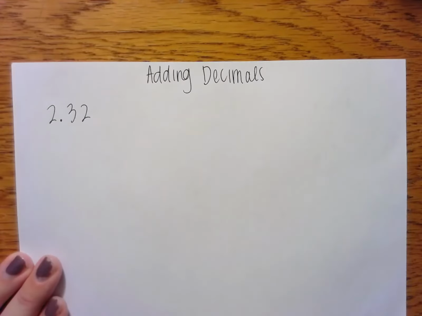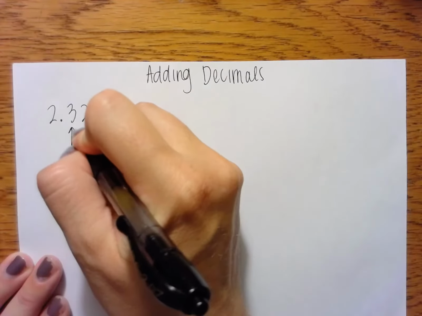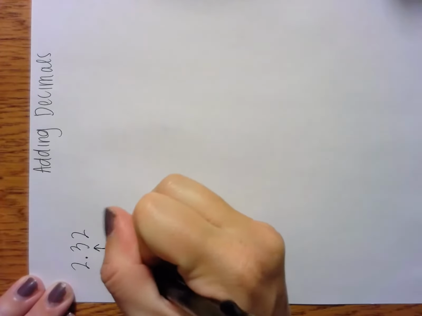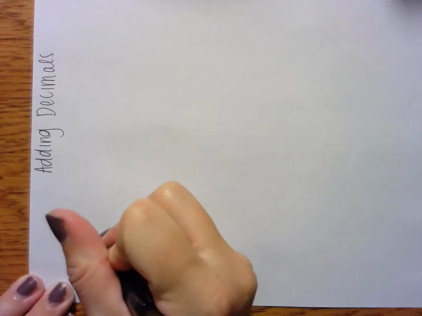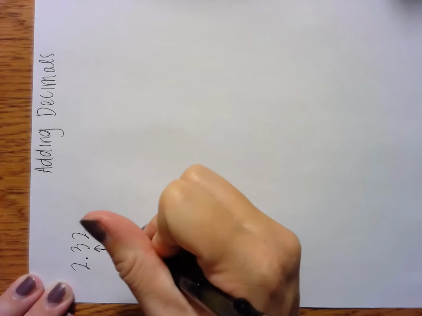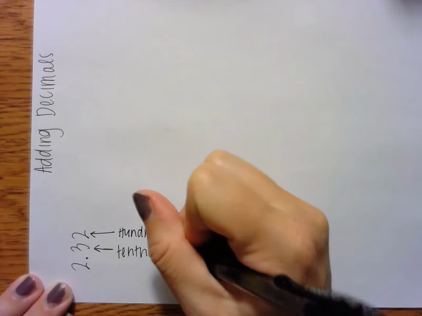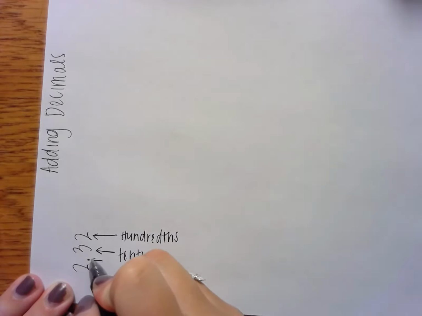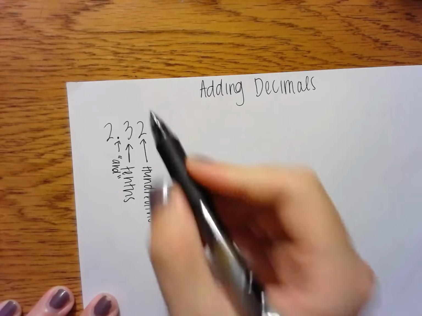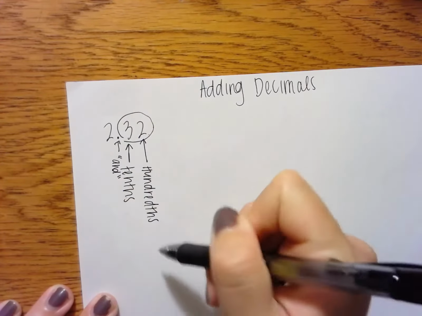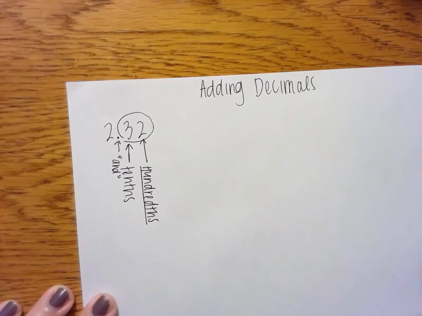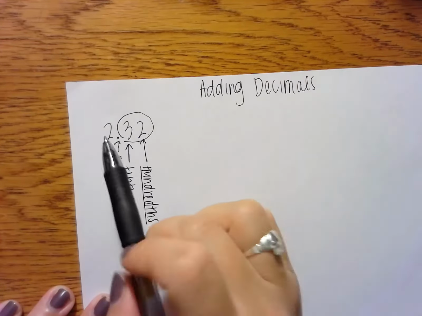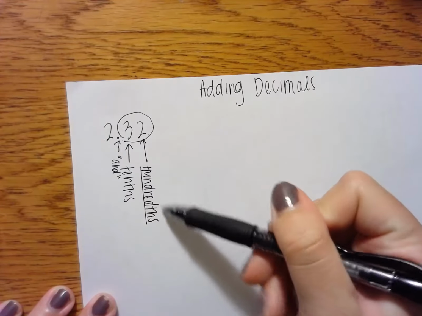Just a reminder for place value, this spot right here is your tenth spot, and this spot right here is your hundredths. We always say our decimal with the word "and." So in order to say this number, we would say 2, and we would say this entire number together, 32, and then we say whatever the place value is of the last number, hundredths. So 2 and 32 hundredths.